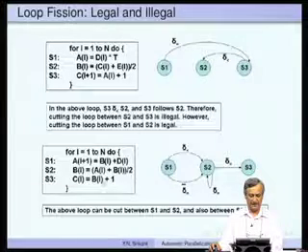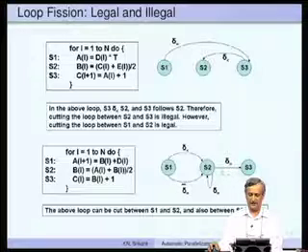Whereas, in this case there are no such backward dependencies between S3 and S2, and between S1 and S2 there is no backward dependence. So, the loop can be cut either here or in both places and it will still be a valid loop fission.